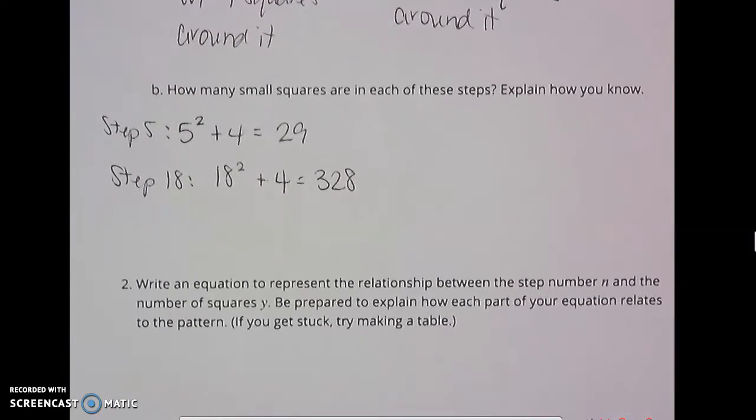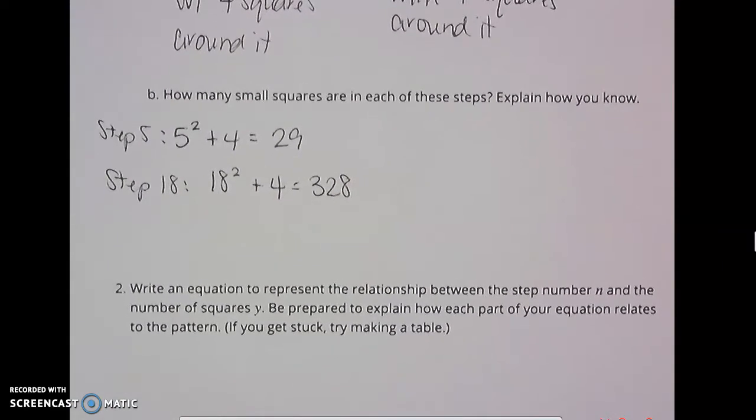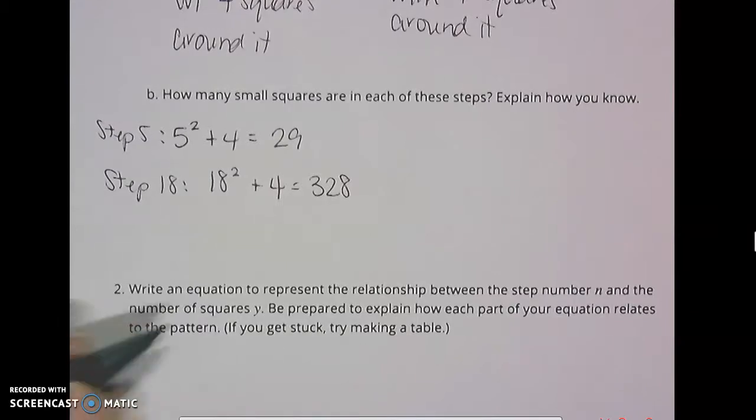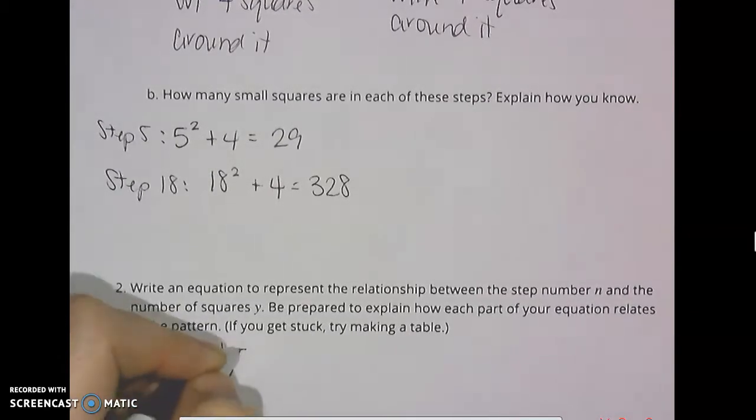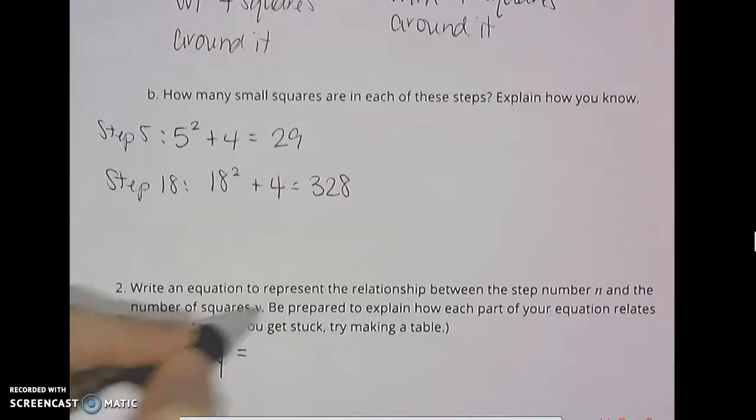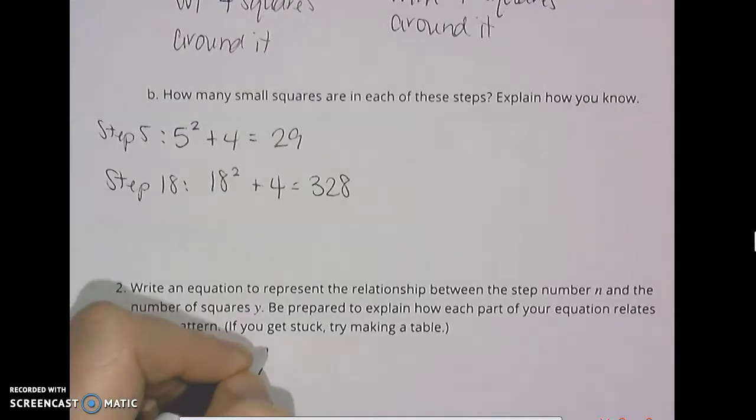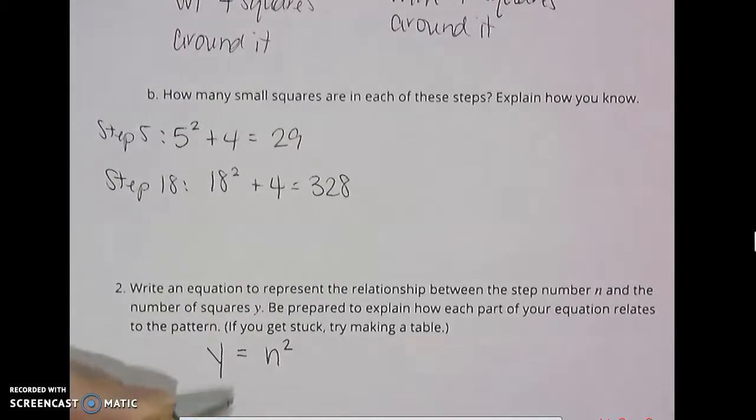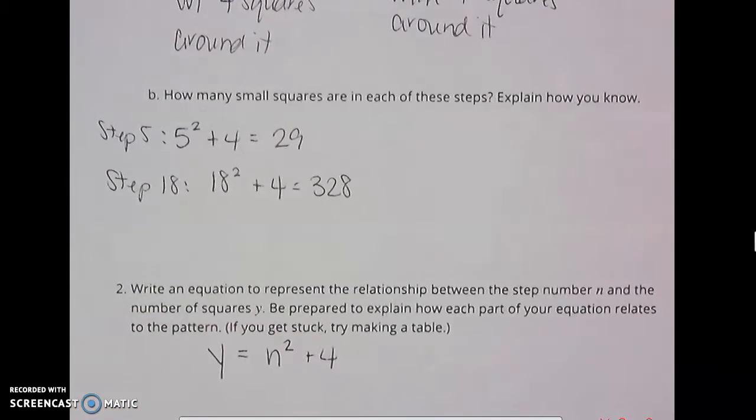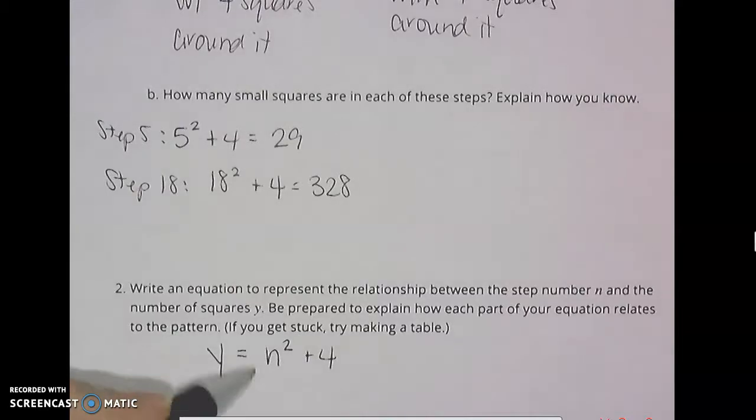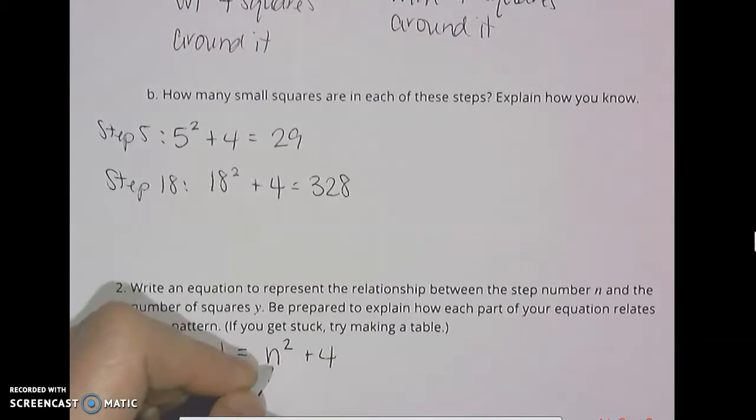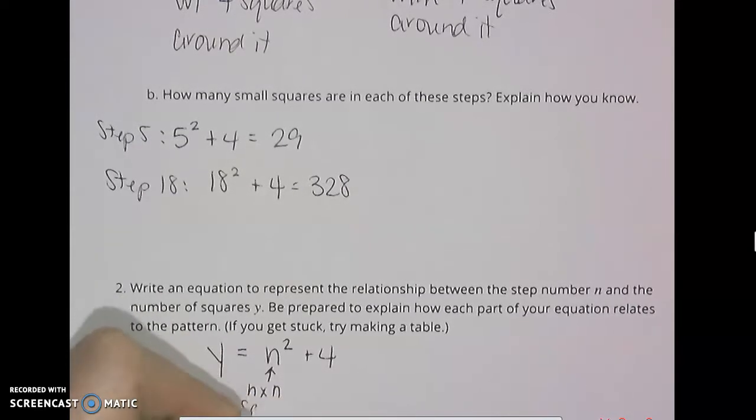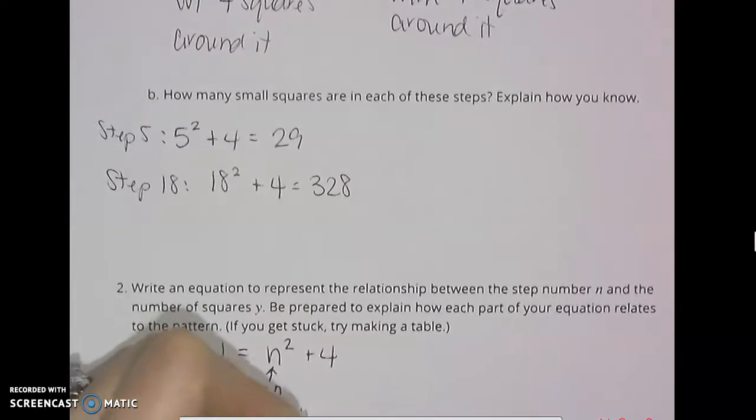So if this were the nth step, we would have y equals, they told us to use y for the number of squares, the step number squared plus 4. This is because we have the n by n square in the middle.